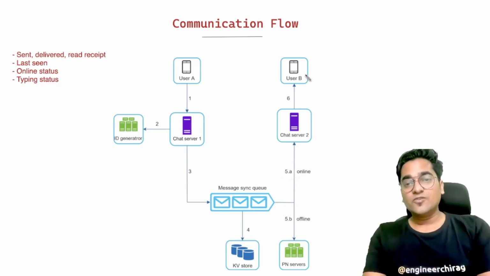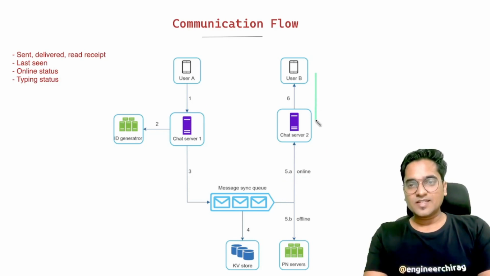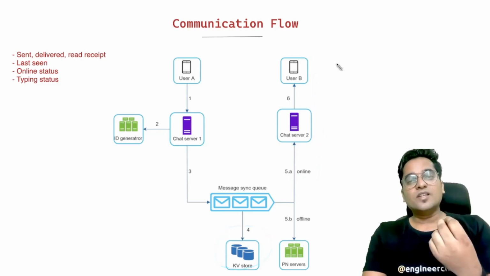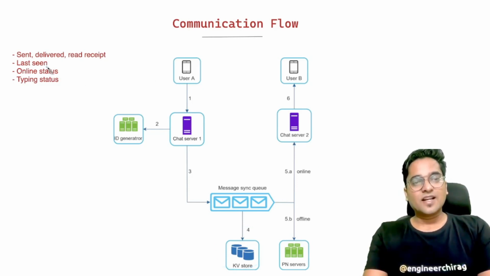Now, whenever a user opens that message and tries to read it, another communication is done from this server, which goes to this chat and finally updates this KV, which tells, okay, now the message is read by the user. Similarly, there are certain things which are done like last seen or the offline status.